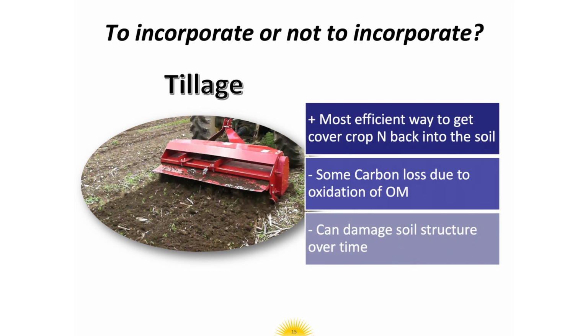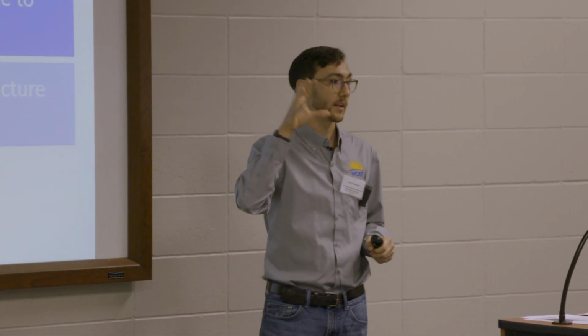So I'm going to call it conventional tillage. It's really the most efficient way to get cover crop nitrogen back into the soil. Okay, so with everything there are trade-offs, right? And I'm sure a lot of you know tillage does lead to carbon loss, oxidation of organic matter. It can damage soil structure, especially if you're tilling frequently, several times in a year. But it is a really good way to get that carbon and that nitrogen that's in the cover crop biomass in the soil so the microbes can start working on it.